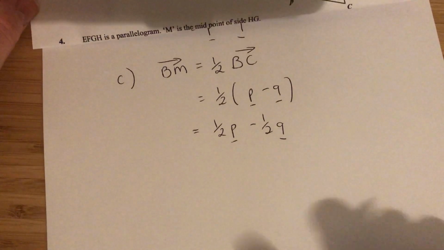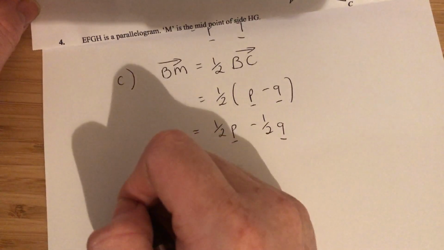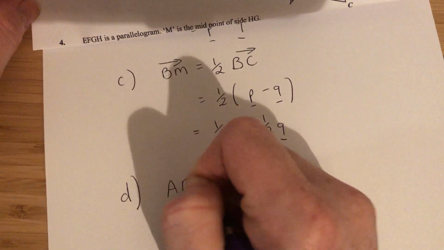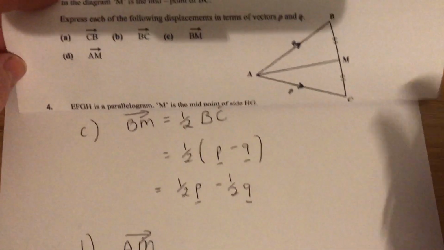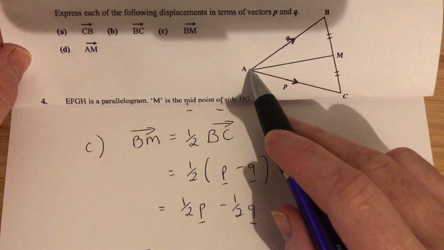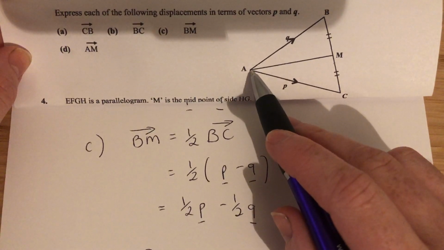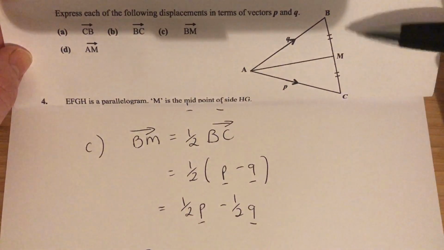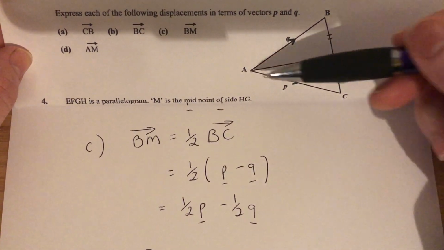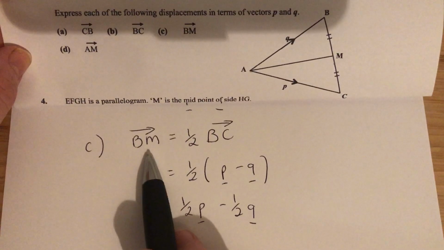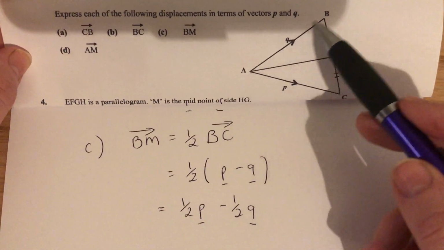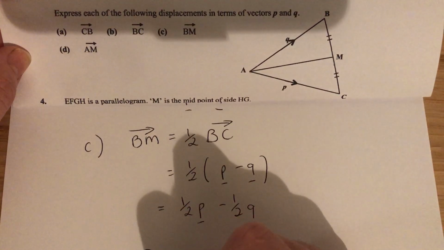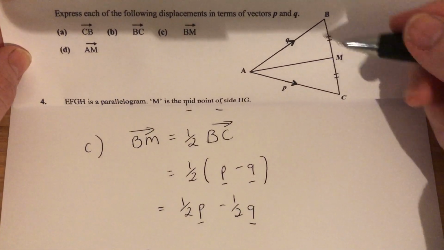And then finally, we have A to M. So A to M, we could go two different ways. We could go from here to here, which is probably a good one to know because we know what BM is. We just found that in the last one. So yeah, I'm going to do from A to M is going to be Q plus BM.